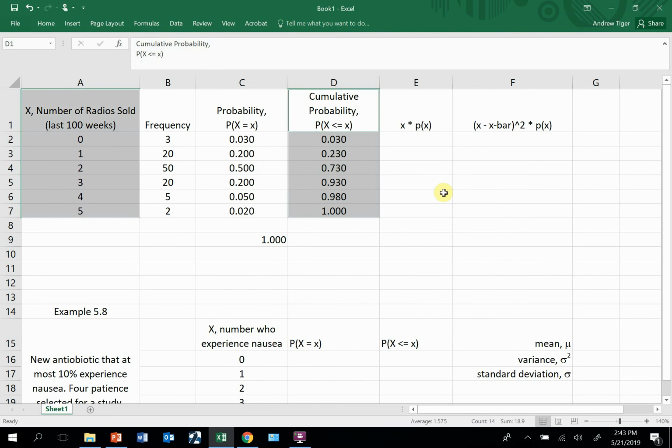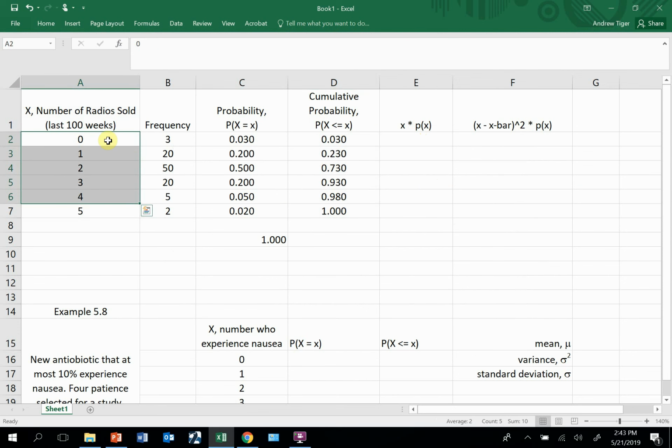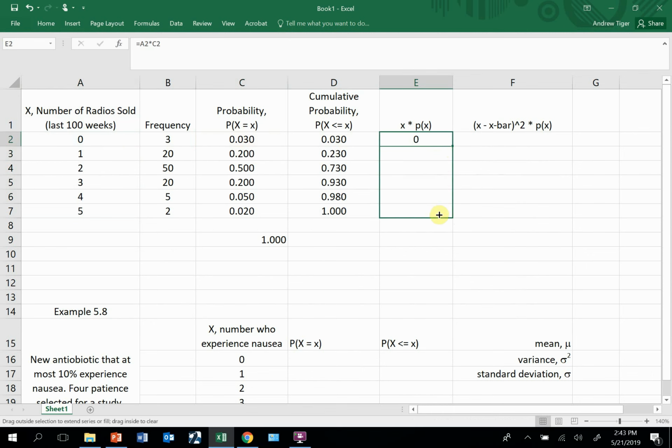Okay, now let's move on and calculate the mean and the variance. The formula for calculating the mean is that for every outcome, we take the number sold multiplied by the probability. So the number sold times the probability, and we do this for every outcome, all 5. And if I add those up, that becomes the mean.